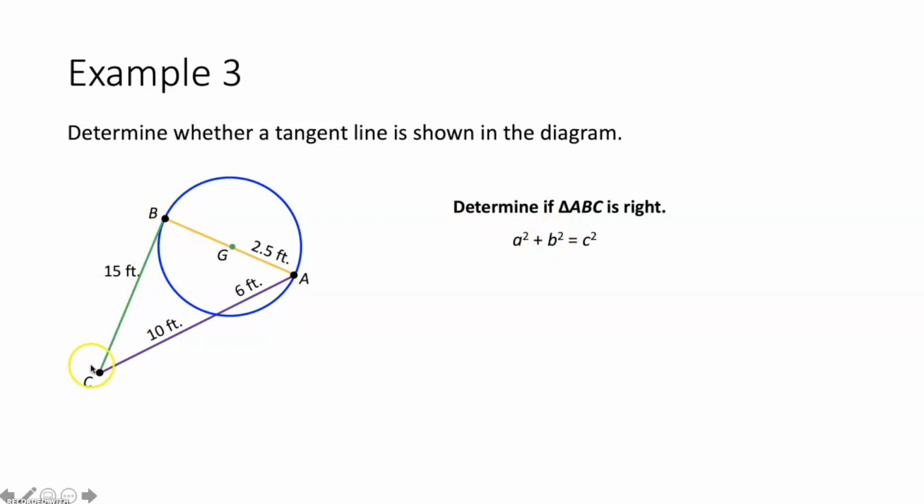It doesn't matter. Well, we know the measure of segment BC, that's 15 feet. But what about the measure of segment AB? Well, we're only given half of that. Because this is a diameter, and this measurement right here, the measure of segment AG or GA, is half of our diameter, it's a radius, then we know that the other measurement over here, the measure of segment BG or GB, would have to be 2.5 feet as well.